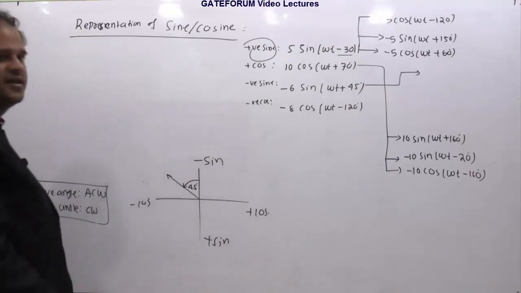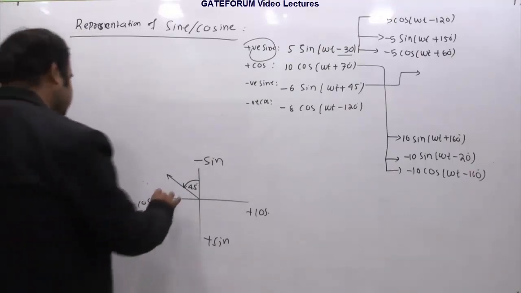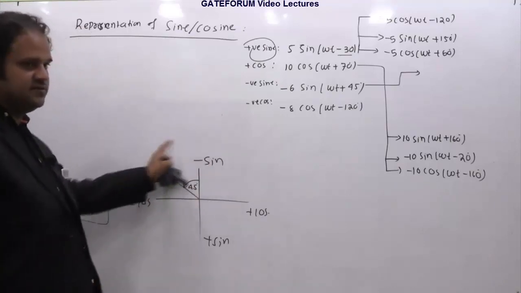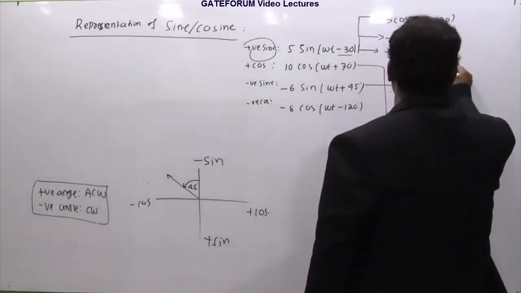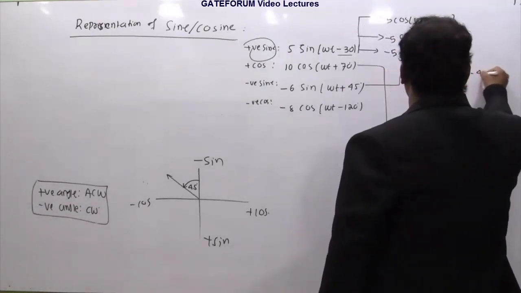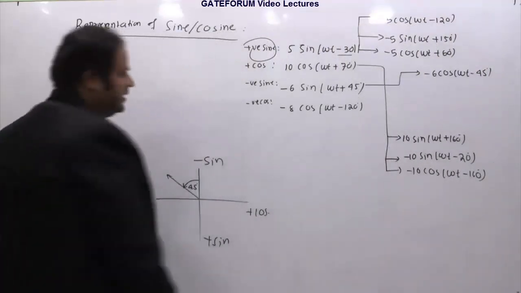So I have to represent this in the other three forms. How do you represent this in negative cos form? Negative cos means you have to measure from here. So from here this is 45 degrees in the clockwise direction. I can write this as minus 6 cos of omega t minus 45 degrees. Right? From here you move 45 degrees clockwise, you will be reaching here.